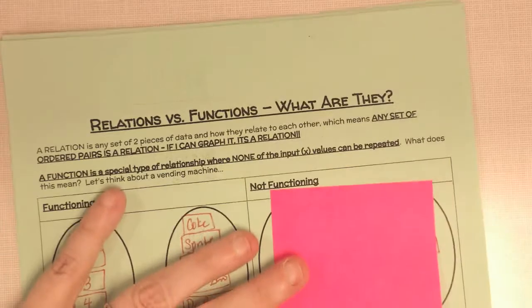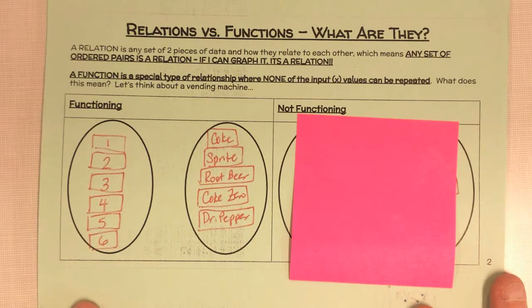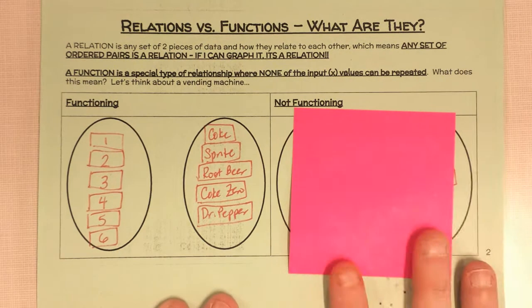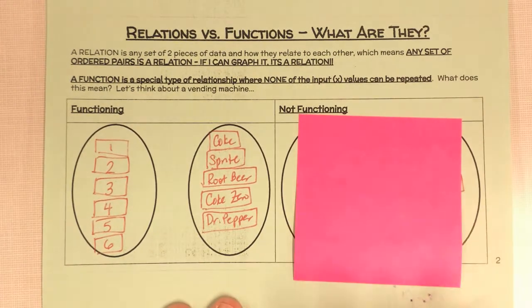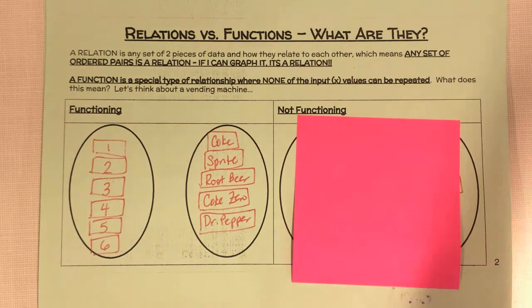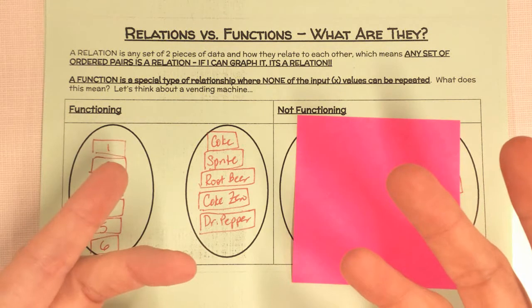The first thing we're going to talk about is functions. You probably remember functions because you talked about them last year. But I'm not sure how much time you spent on relations, okay? Anything that I can graph is a relation. Any set of ordered pairs is a relation. We just got done talking about scatter plots. Scatter plots show a relationship, so scatter plots are a type of relation. We're showing how two things are related to each other.